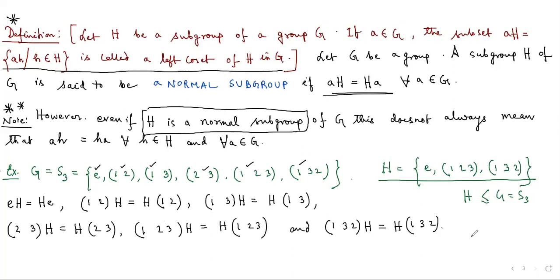Now, for all A belonging to G, for all A belonging to G equal to S3, AH is equal to HA. And this implies that the given H that we have constructed over here is a normal subgroup.